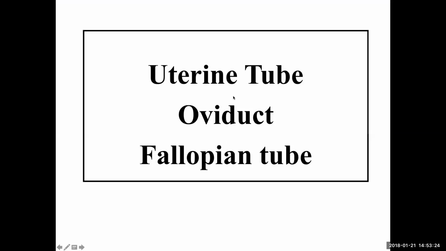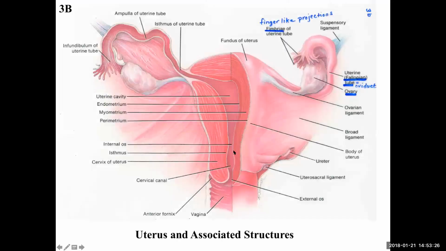And these are the 3 names: uterine tube, oviduct, and fallopian tube. These are the finger-like projections, the fimbriae, of the fallopian tube. You can see that here. You can see the thick endometrium, also the myometrium, and the perimetrium.